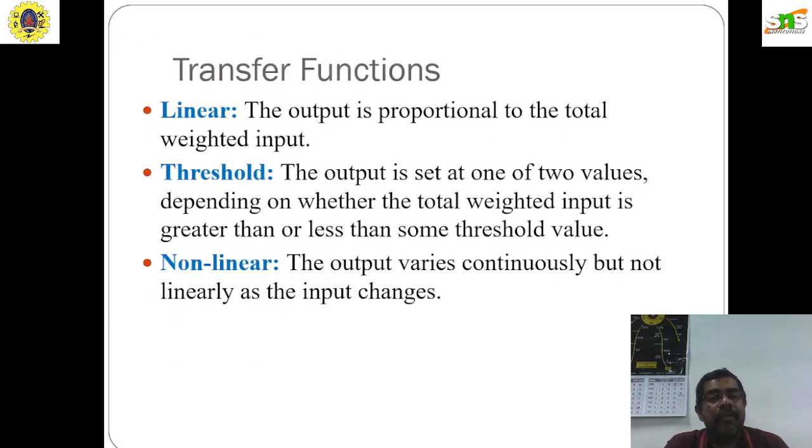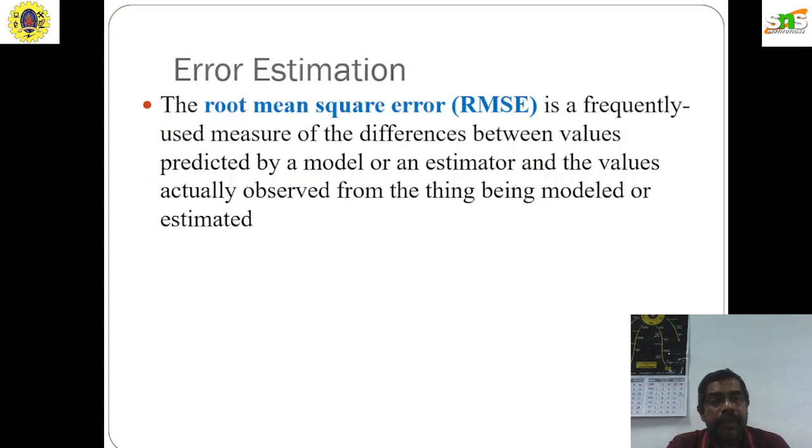In transfer functions, there are 3 types: linear, threshold, and non-linear. In the linear type, the output is proportional to the total weighted input. In the threshold type, the output is set at one of 2 values, depending on whether the total weighted input is greater than or less than some threshold value. In the non-linear type, the output varies continuously, but not linearly, as the input changes.